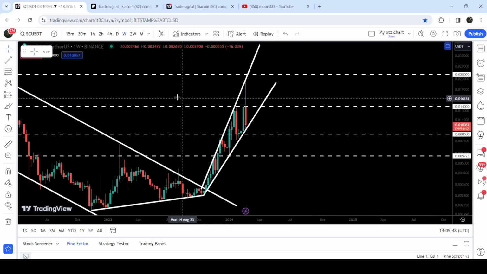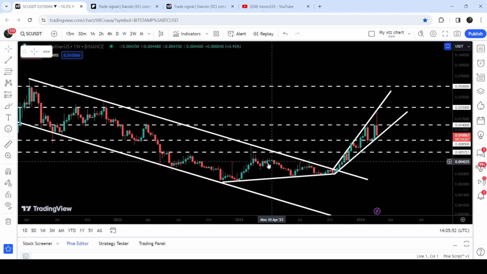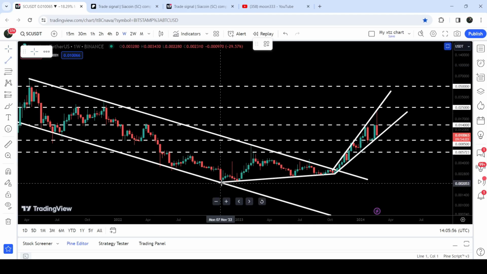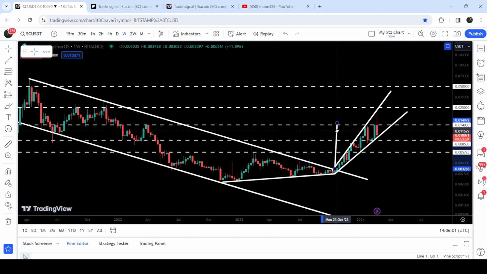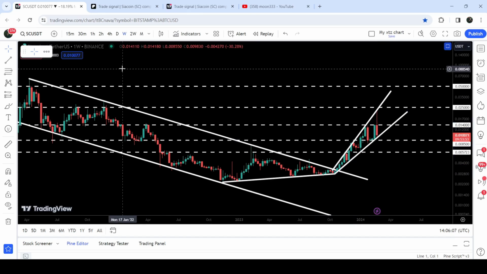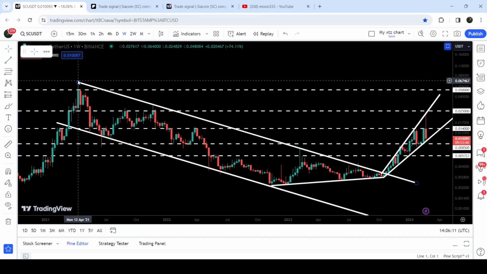Now, if we take a look at the final target for these two breakouts from this symmetrical triangle and this big down channel that already happened on this 7 days time frame chart, then the target for this symmetrical triangle was here, and we have already achieved that target. That was at this resistance of 1.4 cents. And now if we take a look at the final target for this huge breakout from this big down channel, that is here at the top of the channel, that can be between 6.5 cents to 7 cents.